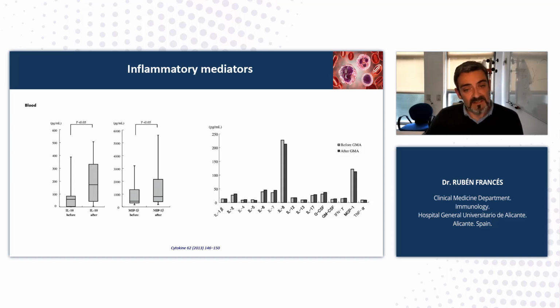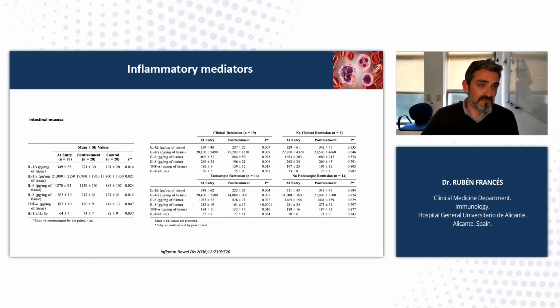But in the same study, a battery of different pro-inflammatory cytokines was also tested, and there was not a significant downregulation for any of them. You can see here, for instance, IL-1 beta, IL-6, interferon gamma, and so on. However, in intestinal mucosa, this other study was able to observe a reduction in the concentration of different pro-inflammatory cytokines after GMA treatment.